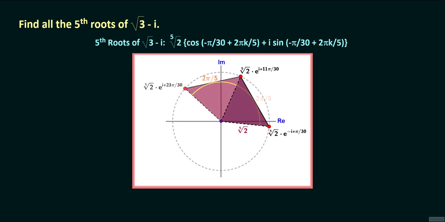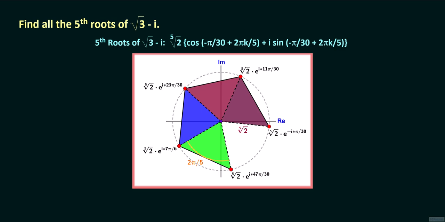We again add 2 pi over 5, this time to the argument of the second fifth root to get the third fifth root. Here's the fourth fifth root with an argument of 7 pi over 6. Here's the final fifth root with an argument of 47 pi over 30. And it is 1/5 of a full revolution to get back to the first fifth root. Since by adding 1/5 of a full revolution to the argument of each fifth root, we generate a sequence of 5 regularly spaced points that are equidistant to the origin. In short, the fifth roots of square root of 3 minus i are the vertices of a regular pentagon.